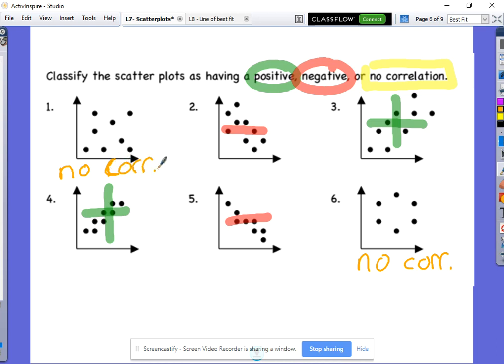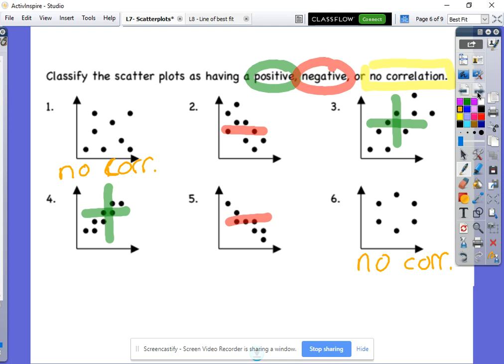So it's very important that we are able to classify our types of correlation. That's a significant piece. And what you're going to learn a little bit tomorrow is there's actually a number that measures that. And so we're going to learn about that number moving forward in the unit.